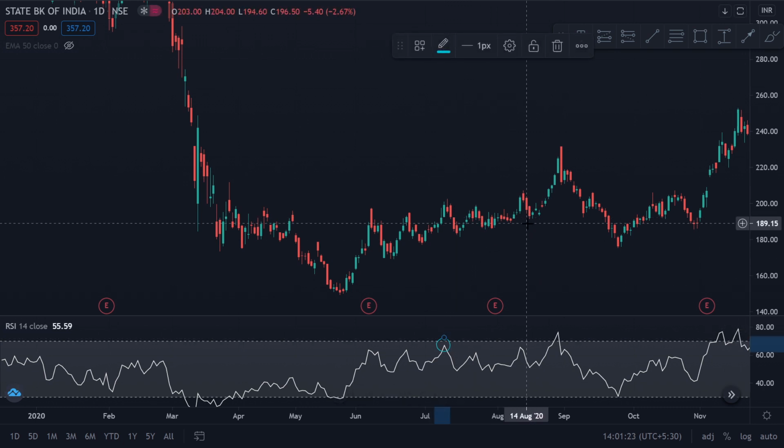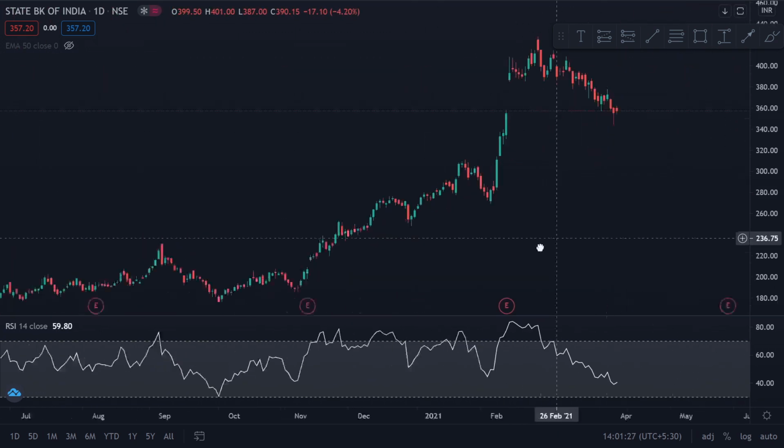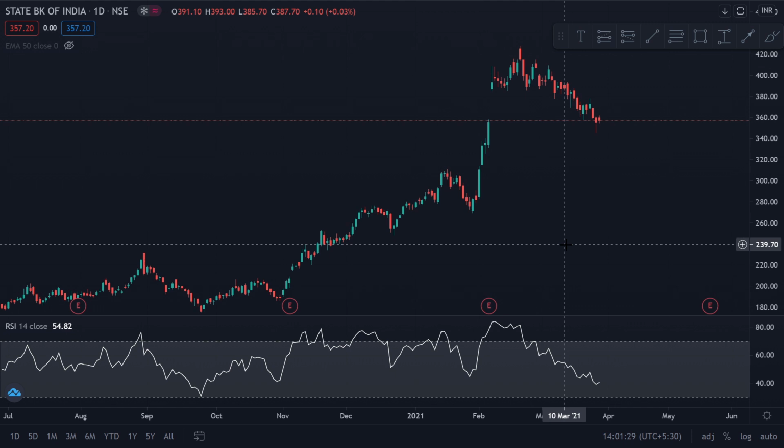So that is it for today, and I hope you understood RSI and the applications of it. This is one of the most powerful indicators and tools we have here, and I hope you make good use of it and become a profitable trader in the future. Thank you.